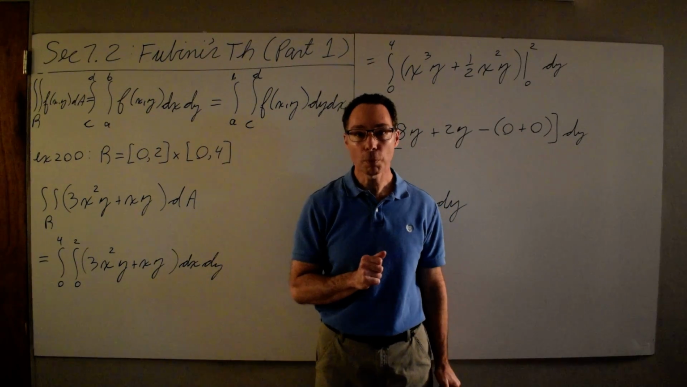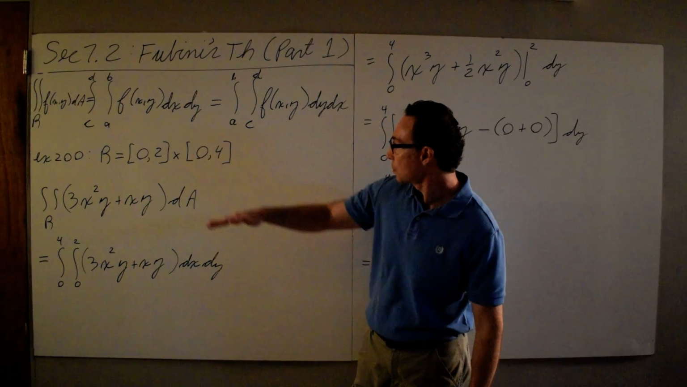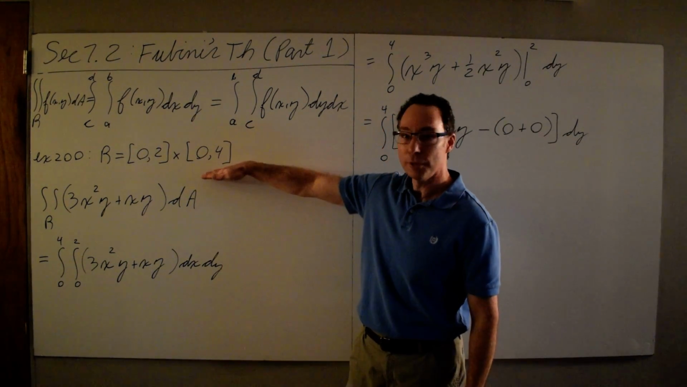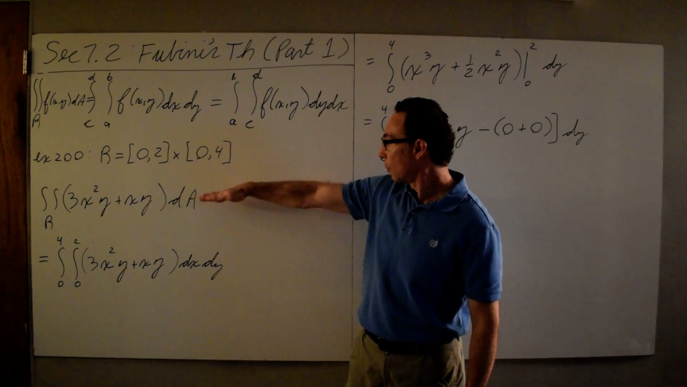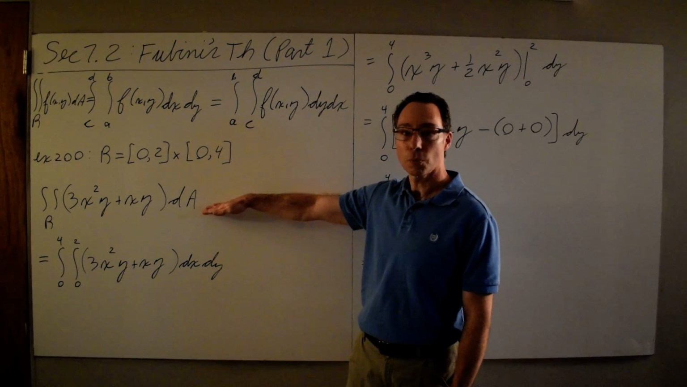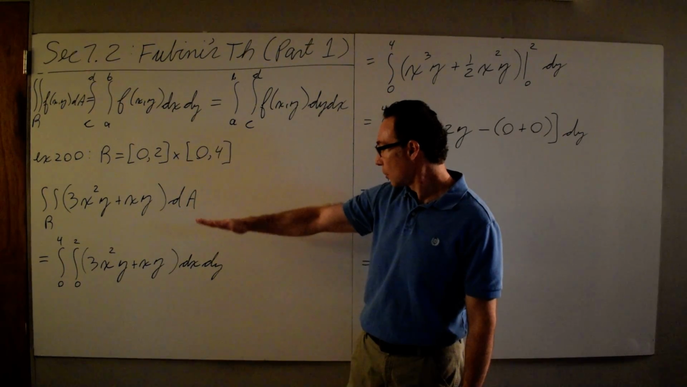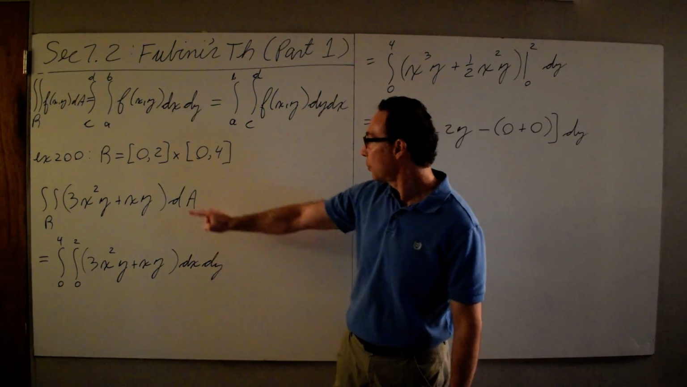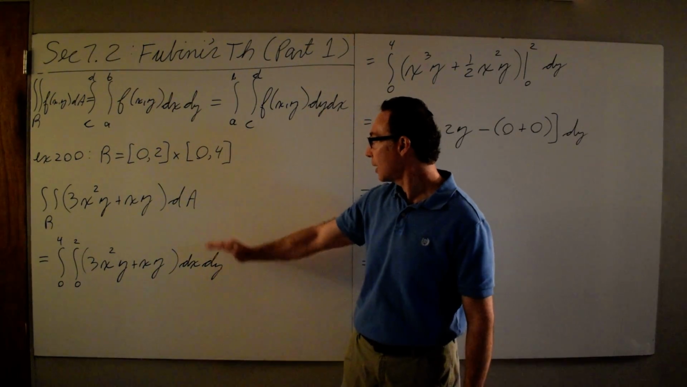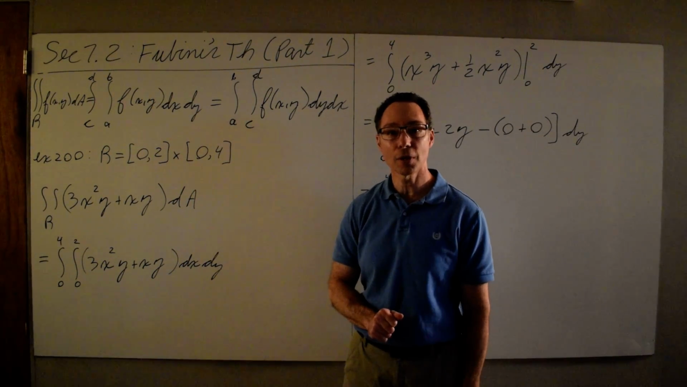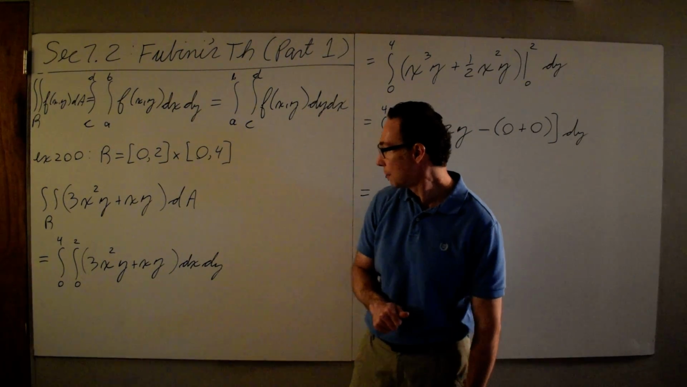So let's look at example 200. We have the rectangle [0,2] cross [0,4]. We're going to integrate the function 3x squared y plus xy over that region. The way I've set this up, I've put the x endpoints on the inside and the y endpoints on the outside. You can do it the other way if you like.